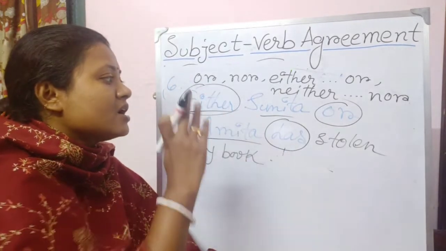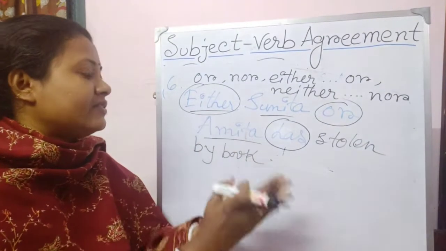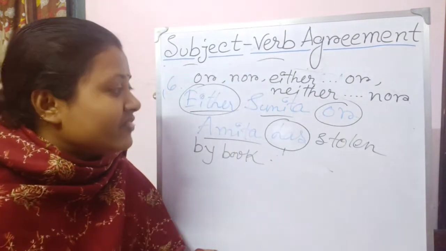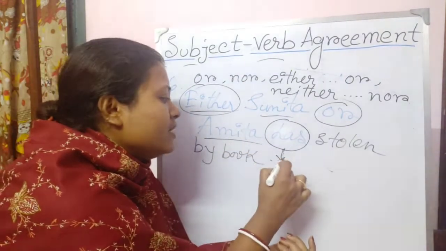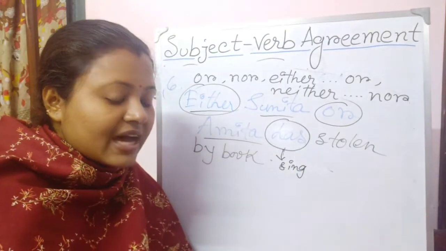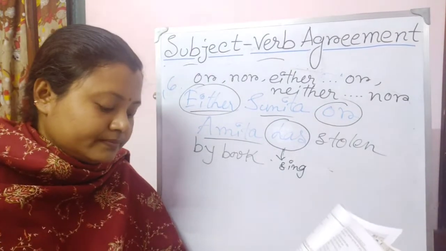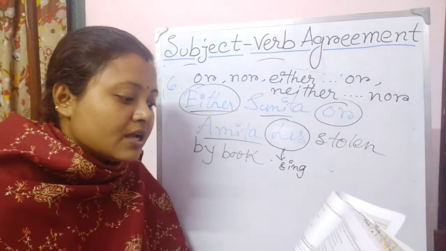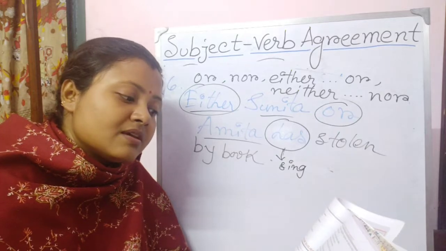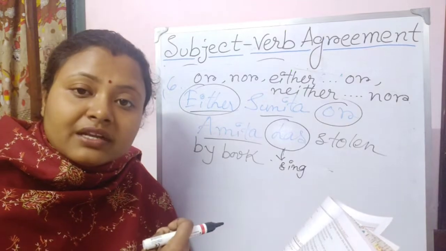Whenever two singular subjects are joined by either or, neither nor, or you can say or, nor, then singular verb will follow. Some of the other examples are also given in your book. Now look at the examples, page number 87 in your book, rule number 6. Neither praise nor blame affects me. So praise is singular, and blame is also singular in number.